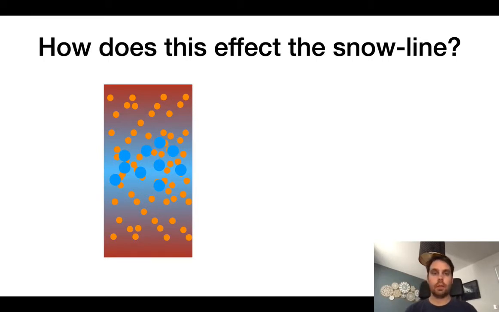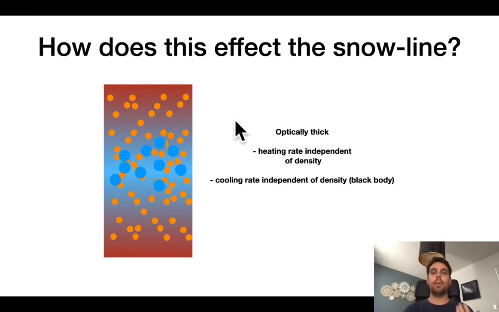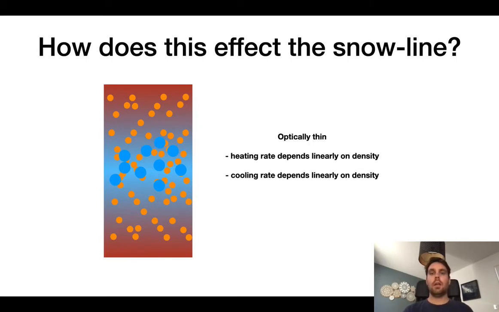Imagine we're at the snowline and we have our volatile in the solid phase. If we're optically thick, then the heating rate is independent of density. Basically, all the incoming stellar radiation from the surface layers is absorbed, and the cooling rate is also independent of density. Because I'm optically thick, I just cool as a black body. So if I change my density, I absorb all the heat radiation from the surface, and my cooling rate doesn't change. So my heating rate and my cooling rate don't change. My temperature is unchanged. Now if I go to the completely other limit, the very optically thin limit, then the heating rate depends linearly on density.